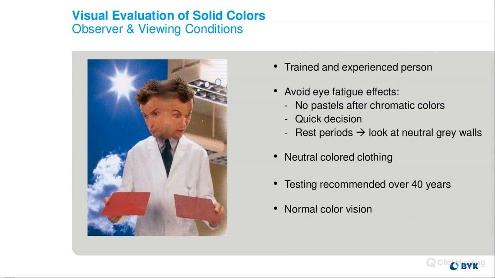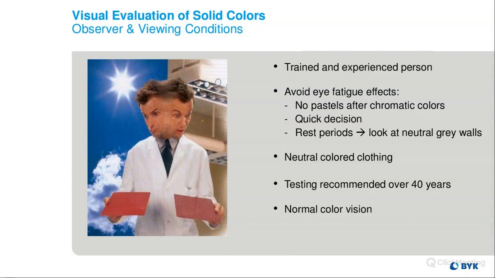It's best to have rest periods. So in between looking at colors, or if you can't make a decision, it's best to stop and just spend some time staring at a gray neutral colored wall. That way you can relax the cone cells that are in your eyes. And then you can see the color better.